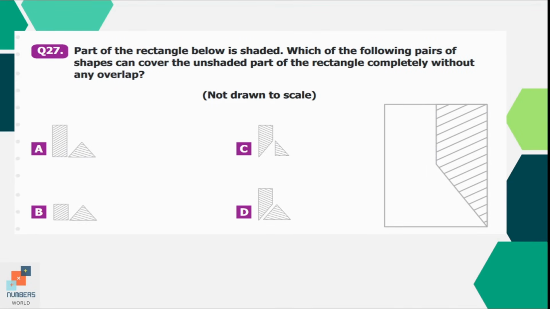Question number 27. Part of the rectangle below is shaded. Which of the following pairs of shapes can cover the unshaded part of the rectangle completely without any overlap?